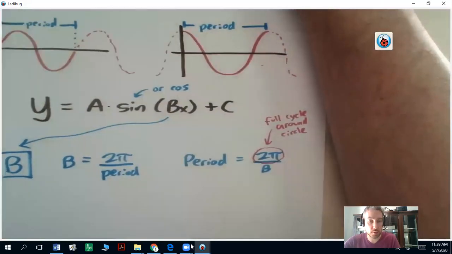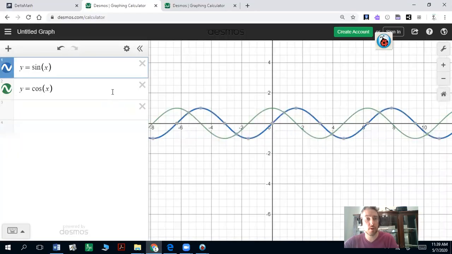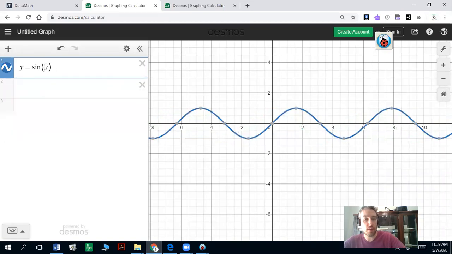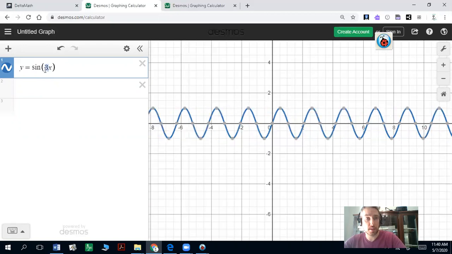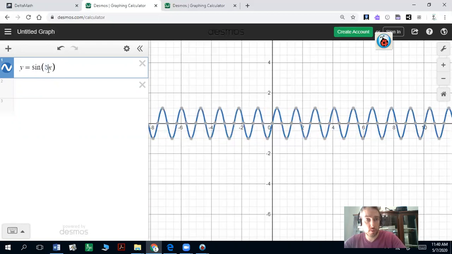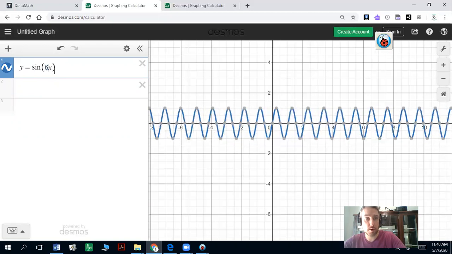So let me show what that does on a graph. If I throw, let me just do sine. If I throw a 1 in there, that b value would be 1. That period is 2 pi. If I put a 2 in there, that period actually gets narrower because 2 pi divided by 2 is pi. Pi is a smaller number than 2 pi. So that period actually gets narrower. And the higher you make that, 3, 4, 2 pi over 4, 2 pi over 5, 2 pi over 6.